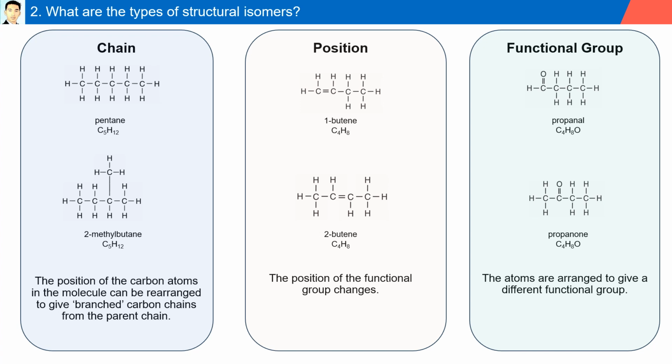In the first example, we have a double bond O at the beginning of the molecule, which is an aldehyde. It's called propanal. And in the second example, the double bond O is found on the second carbon, which is a ketone. It's called propanone.